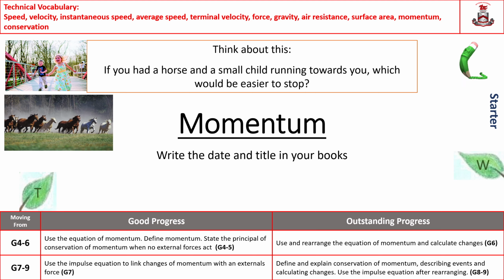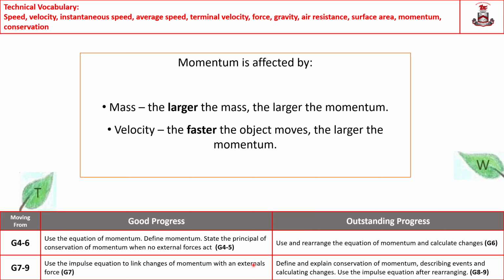So, I'm sure you would all understand that if you had a horse and a small child running towards you, the small child would be easy to stop. And why is that? It's because momentum is how difficult something is to stop, essentially. Now, momentum is affected by two things: the mass of something, so the larger the mass of an object, the harder it is to stop, or the larger the mass is, the larger the momentum, and the velocity, so the faster the object moves, the more momentum.